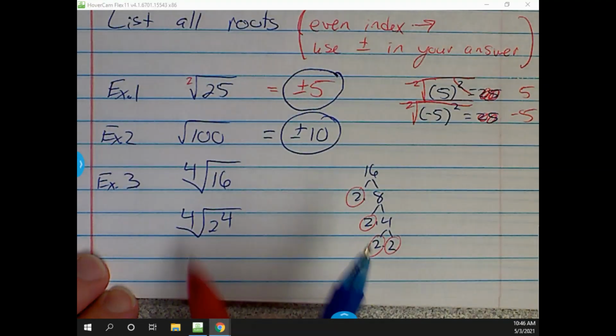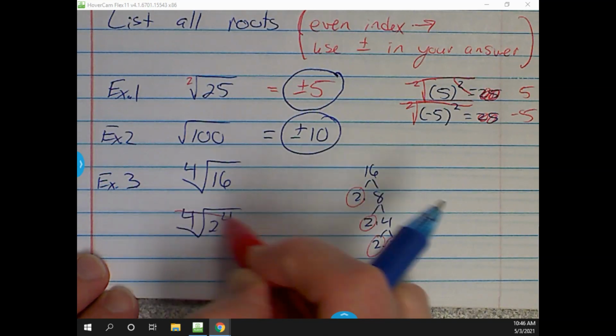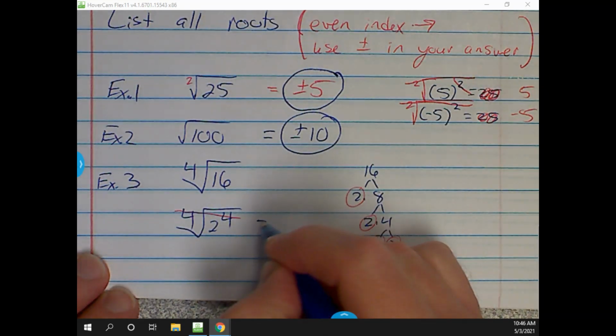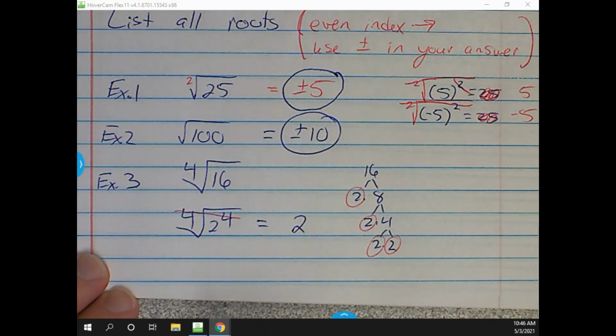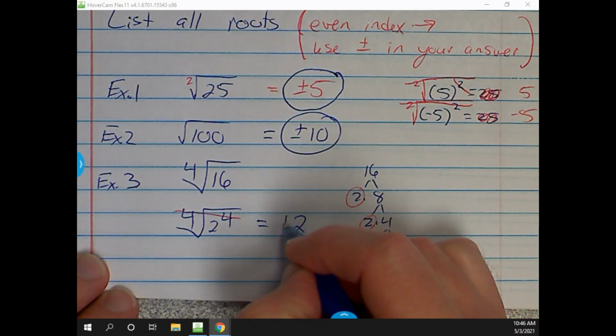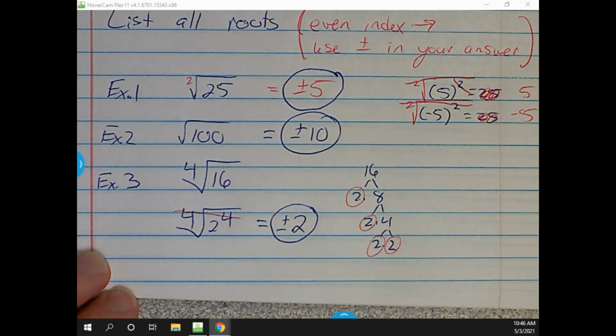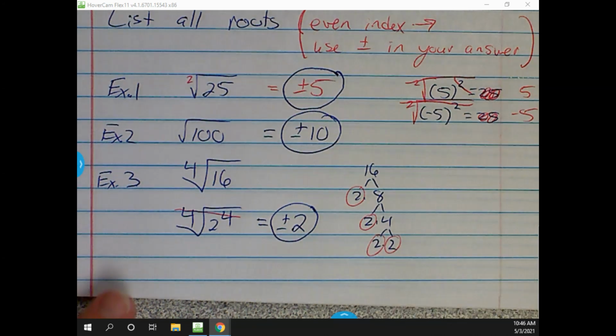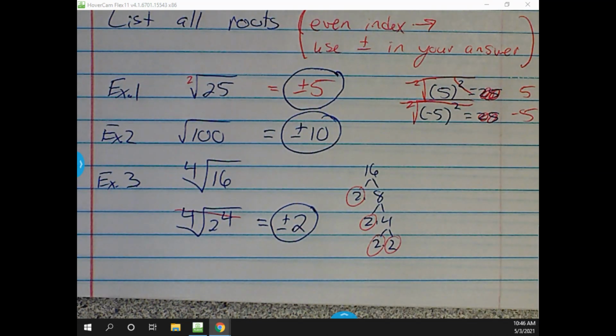So your fourth root and your fourth power would basically cancel each other out. So the answer would just be 2. And because the index is 4, we're going to put a plus or minus on the 2, because it could be -2 times -2 times -2 times -2. So again, in this case, it could be plus or minus 2.